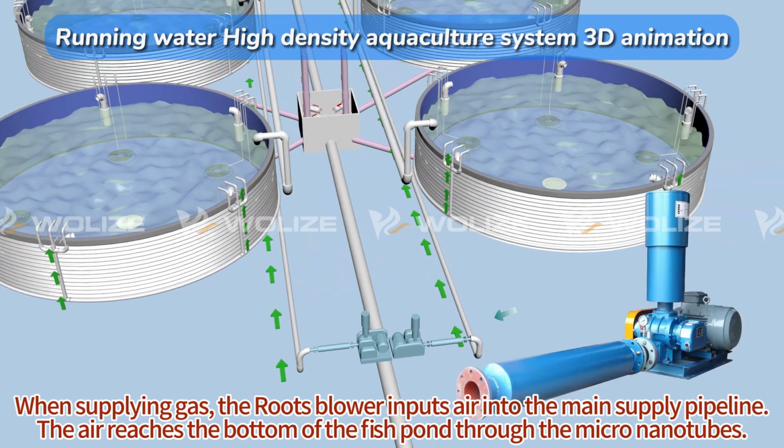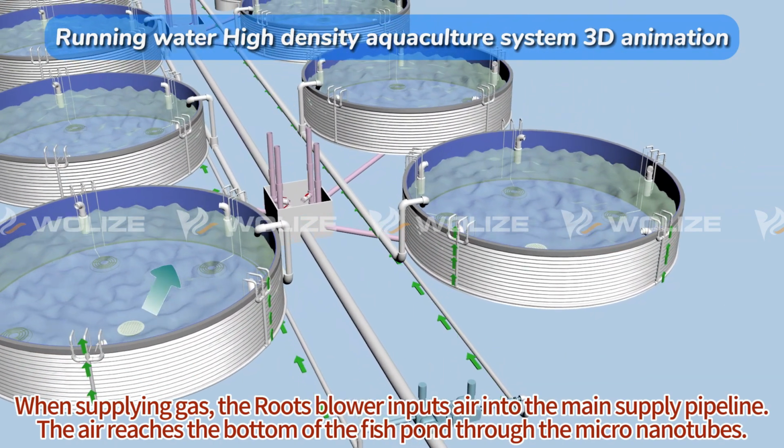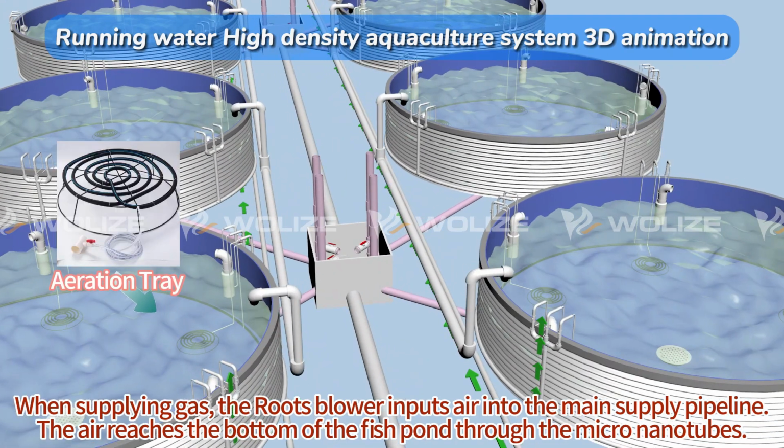When supplying gas, the Roots blower inputs air into the main supply pipeline. The air reaches the bottom of the fish pond through the micro-nano aeration tubes.